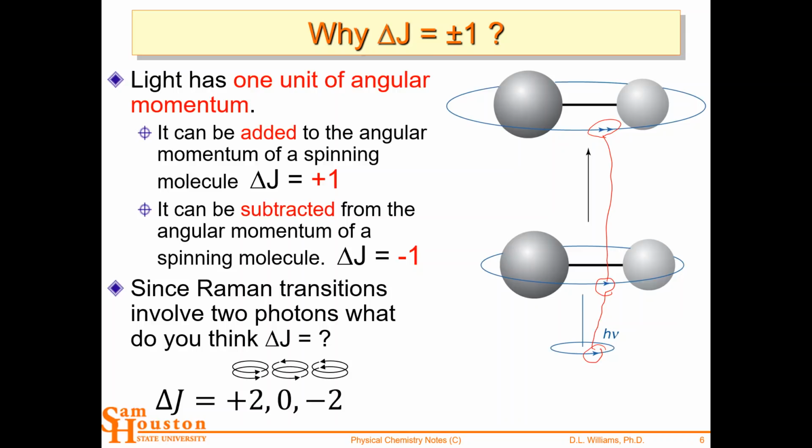Raman would be the plus or minus 2, and 0 would be what? What's that? Rayleigh. Exactly, Rayleigh scattering. Okay, so you can have Rayleigh scattering where the angular momentum of light cancels out, or you can have Raman +2 or Raman -2. And so you could have it add to the molecule 2 units of angular momentum or take away 2 units.